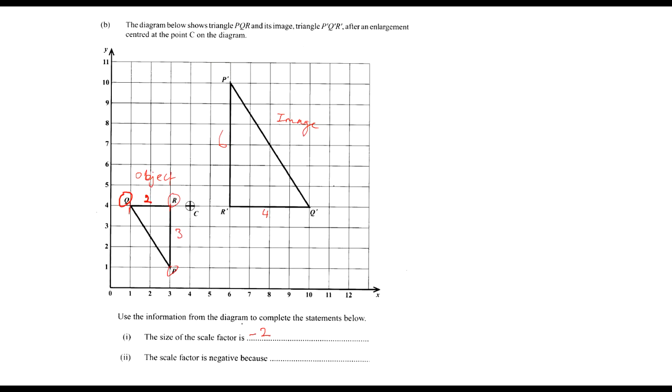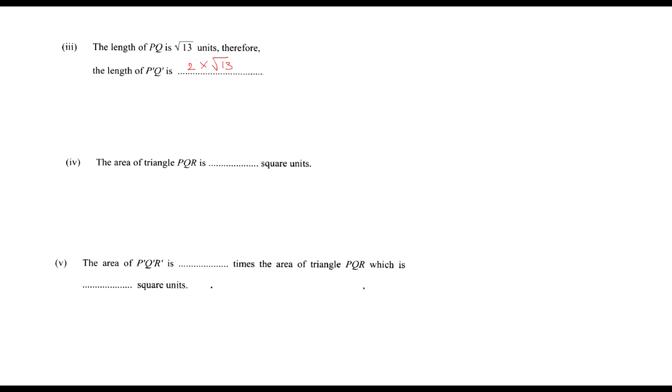Now the area of triangle PQR. PQR is the original triangle, which would be base times height over 2, which is 2 times 3 over 2, which is equal to 3 square units. So that is the area of triangle PQR.